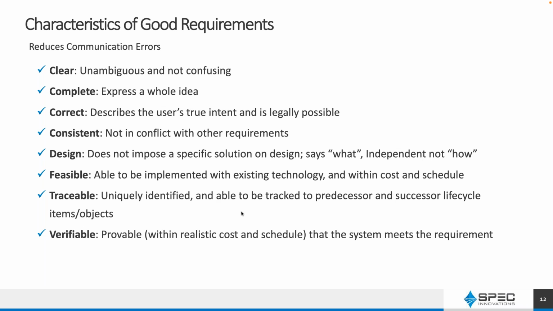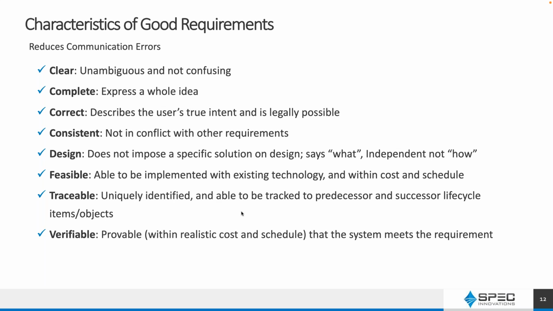And then traceable: is it unique? Can you track it between things? And most of the time, the answer to that's probably yes. Again, it's part of the rest of this being done properly, then you can do that. And then finally, verifiable. Can you prove it within realistic cost and schedule constraints? So you do have those, and to meet the requirement.